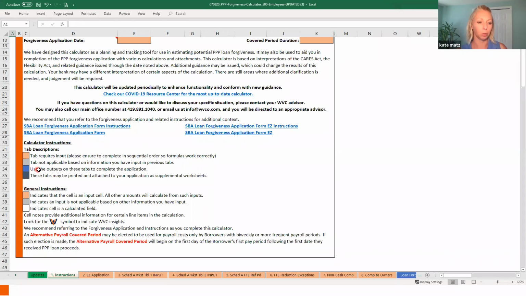The bright blue tabs are tabs that are going to mirror that first page and that Schedule A of the application. Those will just go down line by line, giving exactly the amounts that you need to translate over to the application form. And then the final dark blue-gray tabs are tabs that are going to be details to those worksheets that we looked at on the application.